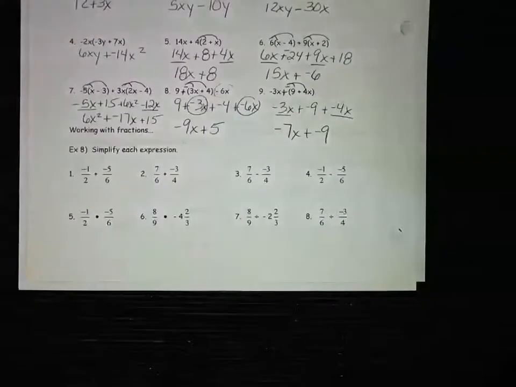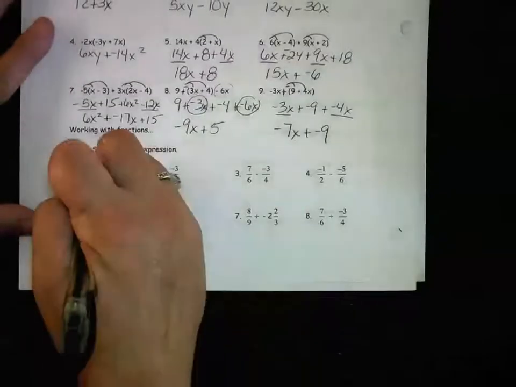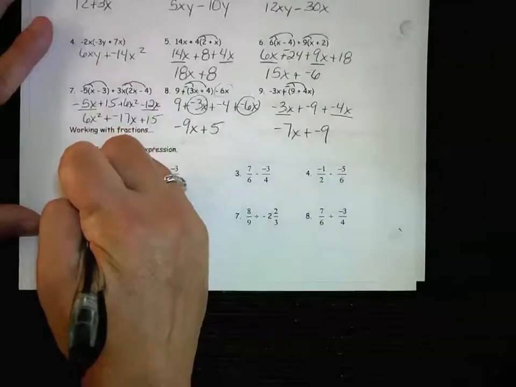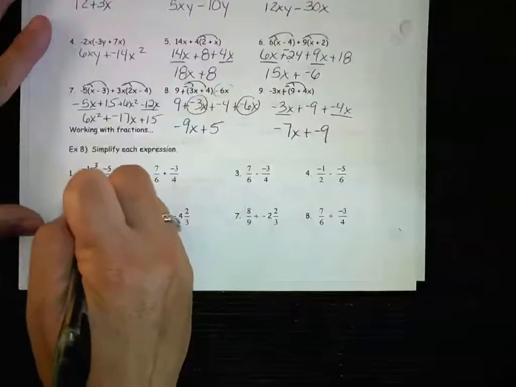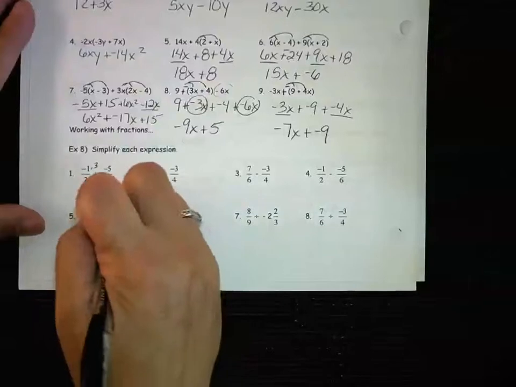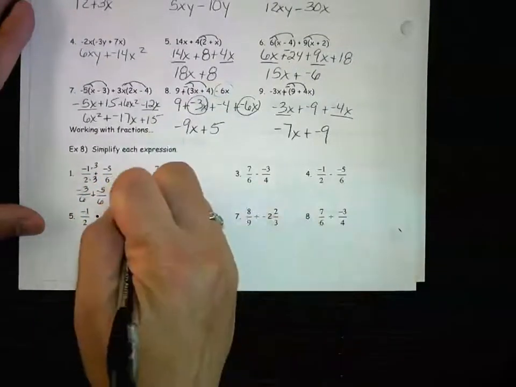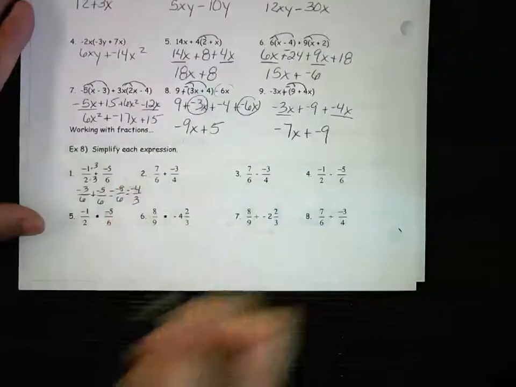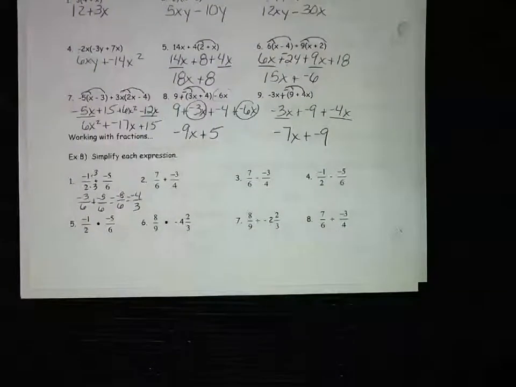And the last thing we have today is working with fractions. First of all, we're going to add these. In order to add fractions, we need to get the same denominators. So that will be a negative 3/6 plus a negative 5/6, which becomes a negative 8/6, which we can reduce to negative 4/3. And I don't care whether you write negative 4/3, negative 1 1/3, or negative 1.3 repeating. Any of those are fine.